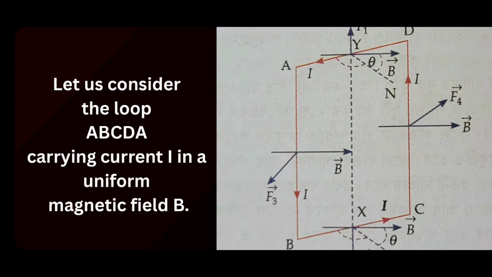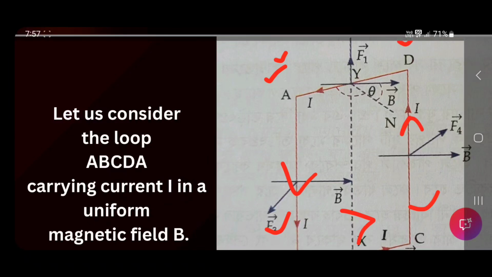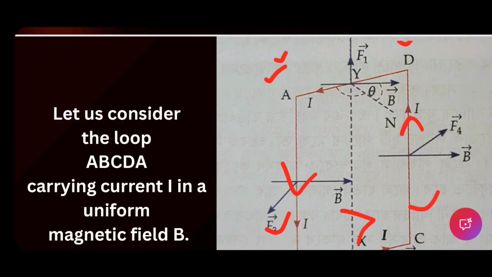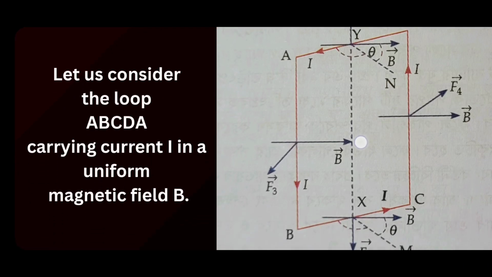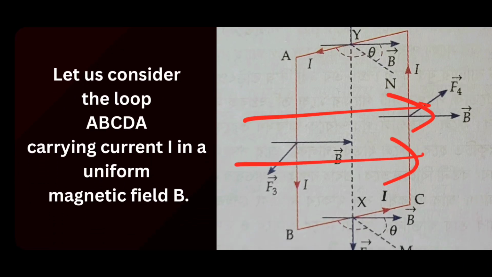We consider a loop A, B, C, D and A. Current I is flowing through this loop along A to B, B to C, C to D and D to A. This loop is placed in a uniform magnetic field B from left to right in this plane.